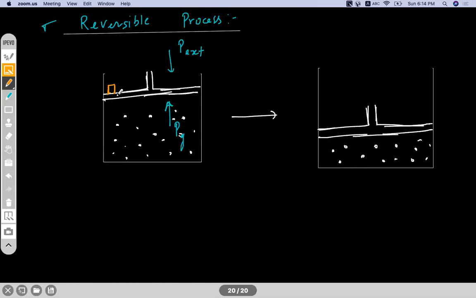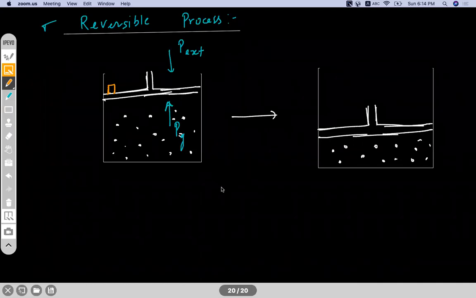If you place a stone, you will disturb the equilibrium of this pressure and this pressure. Yes or no? The piston will come down a bit. Correct? Yes. Piston will come down. Okay. So you are increasing the external pressure.